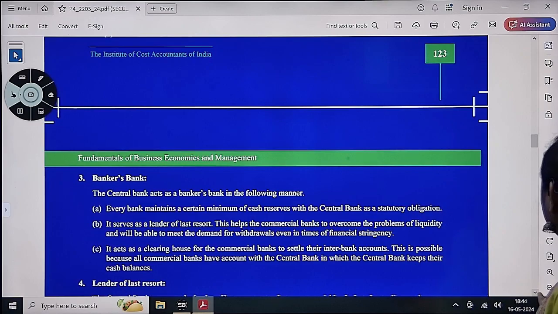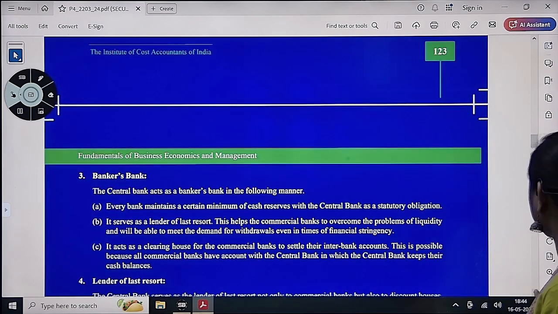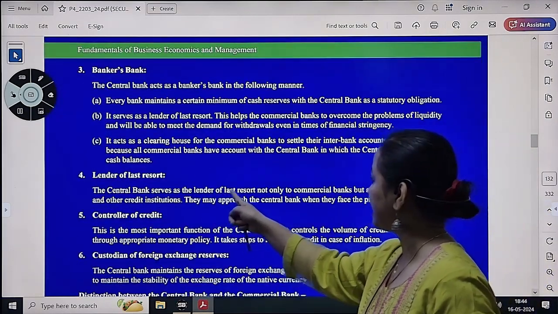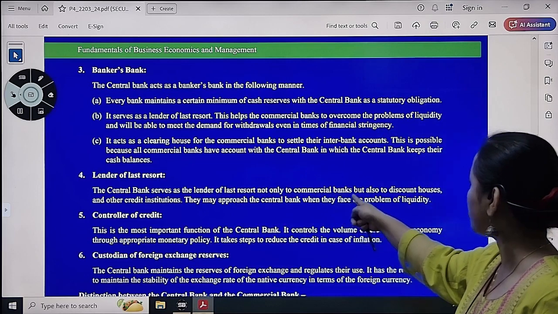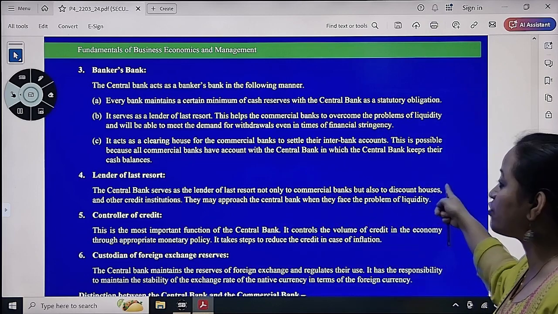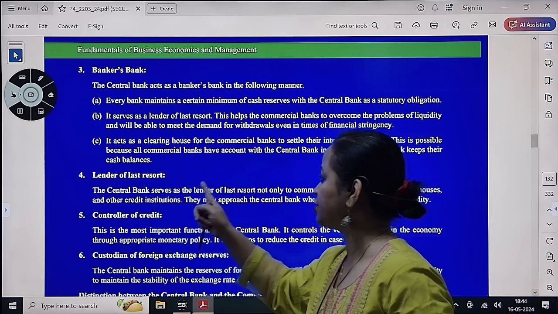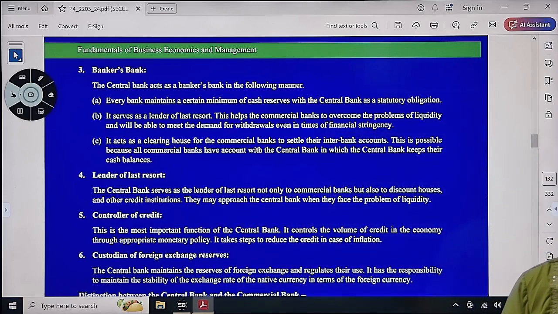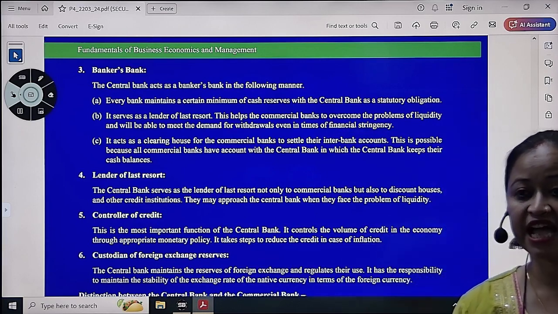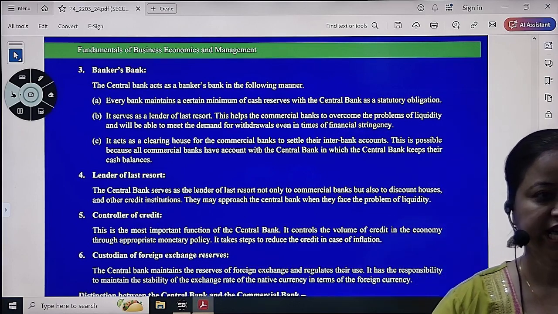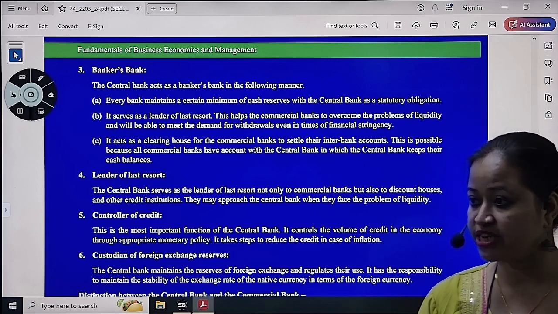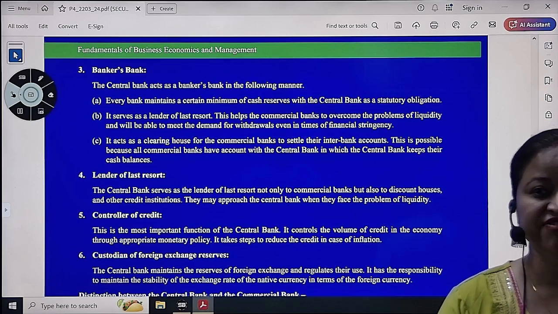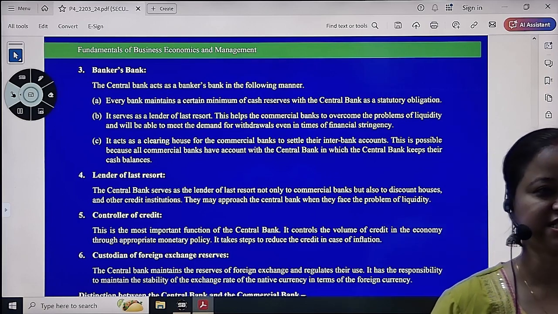Now, point number 4, lender of the last resort. The central bank serves as the lender of the last resort not only to commercial banks but also to discount houses and other credit institutions. They may approach the central bank when they face the problem of liquidity. So the central bank is the last resort, meaning the last option. Like any commercial bank or any financial institution facing any kind of financial problem will go to their father. ठीक है, पापा जी ऐसा हो गया.